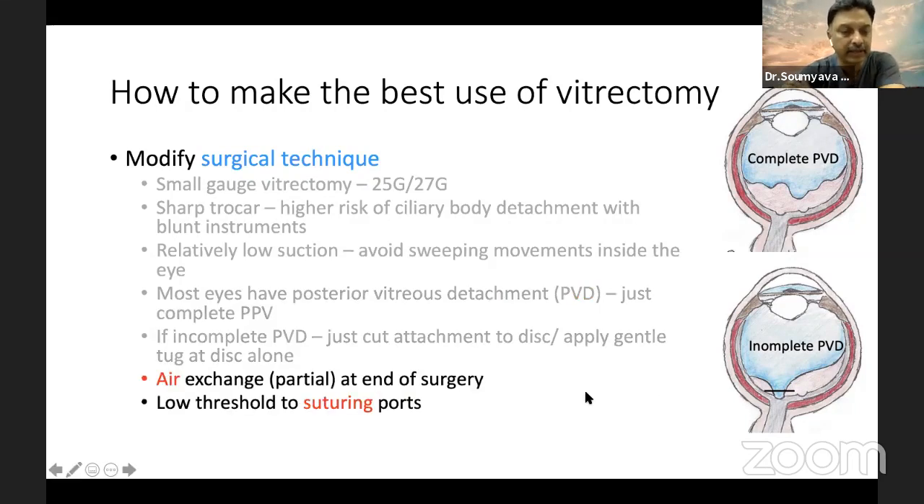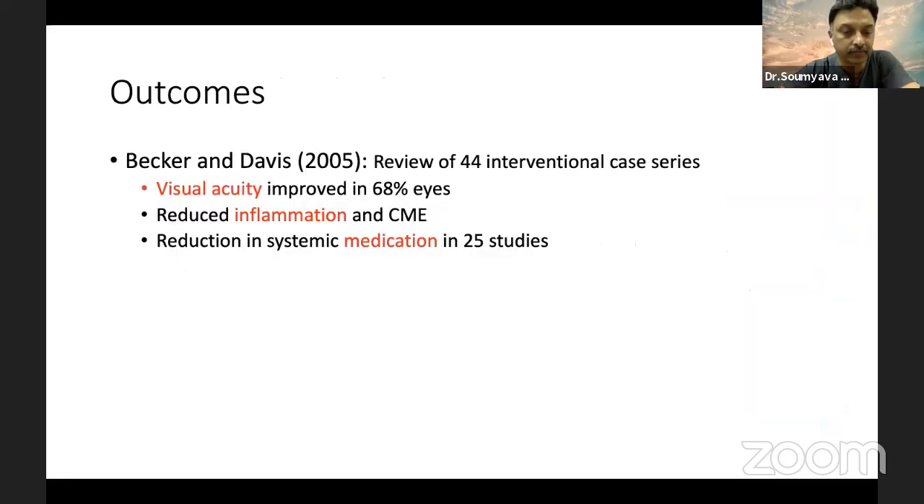Finally, I prefer to do an air exchange, just a partial air exchange, which prevents leakage from the ports. And remember, the main thing that I'm worried about in my patients with uveitis is the post-operative hypotony. There has to be an absolutely low threshold to suturing the ports at the end of the surgery. These will tend to leak very much, unlike the non-inflamed eyes. So, very low threshold to suturing the ports.